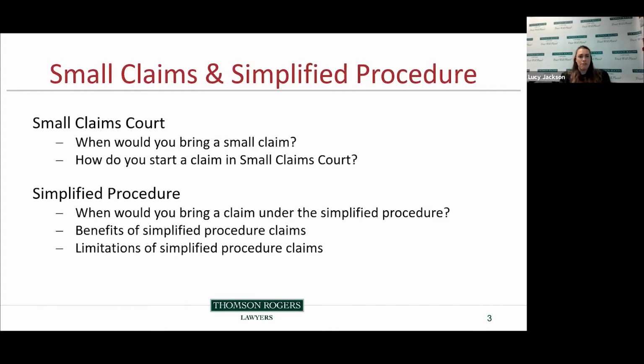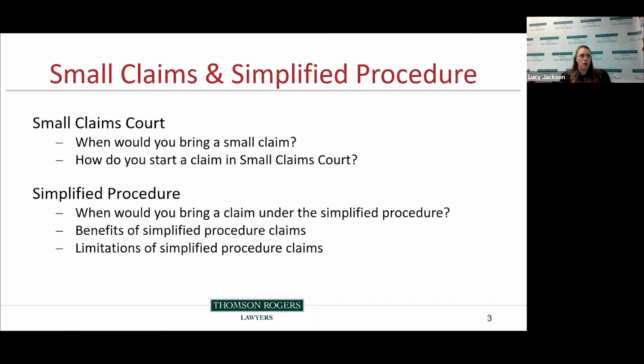The benefit of proceeding through the simplified procedure is that it's supposed to be a more expeditious route for individuals to proceed with their litigation. And as such, there are some benefits associated with that. So for example, there are several features for simplified procedure actions that help promote a faster way through court.